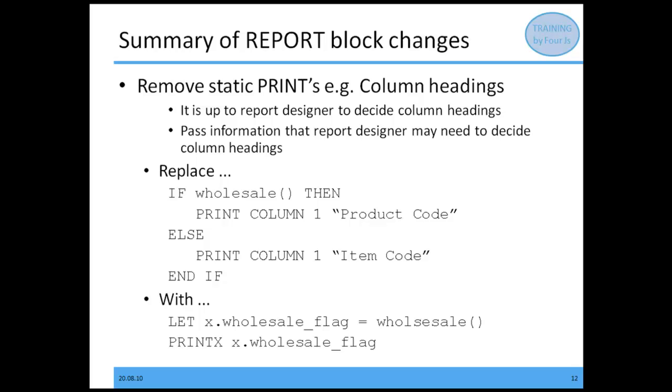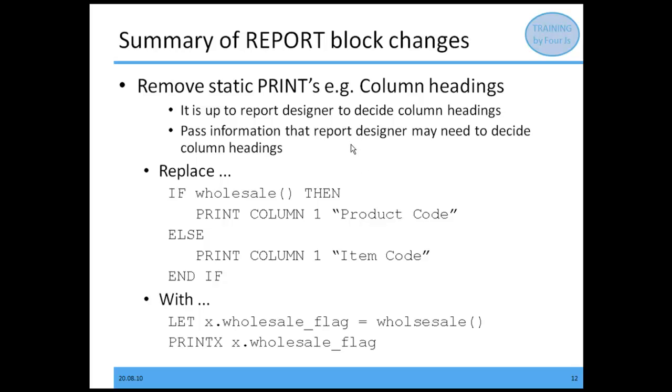You're going to be removing all of the static prints. So all of your static prints, all of your printing of text that's not driven by data is going to be happening in your design document. There's no need to send it over in the data stream itself. So anywhere that you have something, for example here, if so wholesale, then print column 1, anywhere that you're printing out text, you're going to take that away.